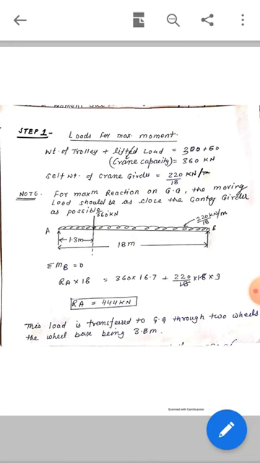But in the question, the self weight of the girder, that is the self weight of the crane girder, is also given, which is 220 kilonewton, uniformly distributed over a length of 18 meter.